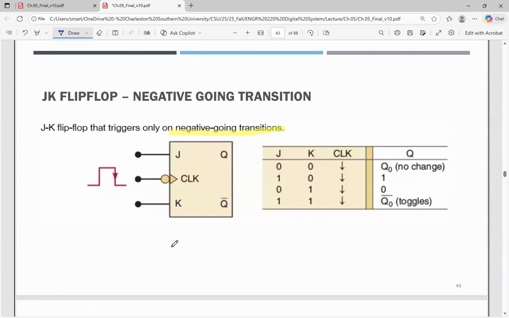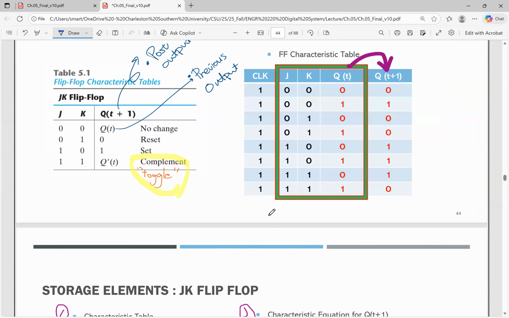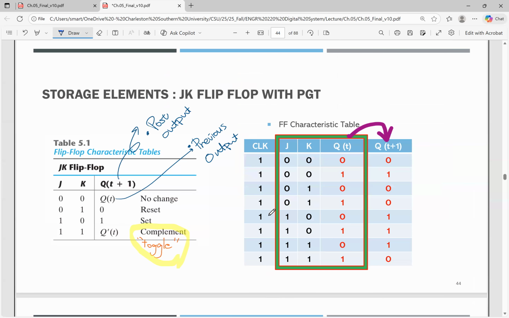So the JK flip-flop that triggers on the negative going transition right there. Let's say Q sub zero, no change. Same thing, but just the clock is NGT, the JK flip-flop was working. All right. So the characteristic table, this one PGT, is definitely J, K, Q of T, the current state: 0, 0, 0, 0, 0, 1, 0, 1, 0, 0, 1, 1, 1, 0, 0, 1, 0, 1, 1, 1, 0, 1, 1, 1, right there.